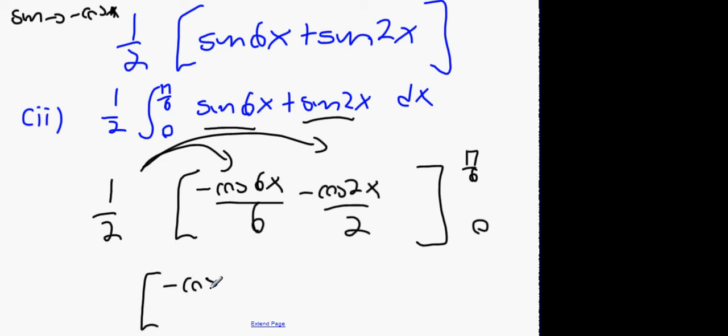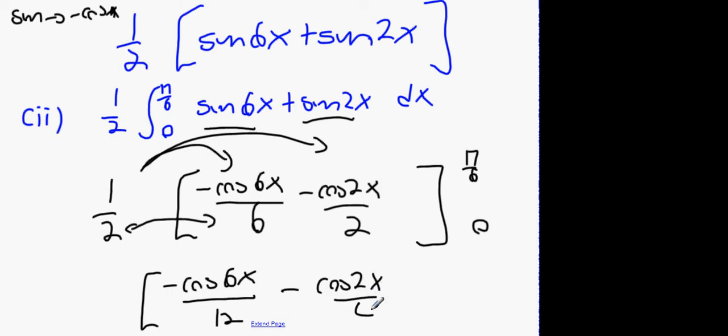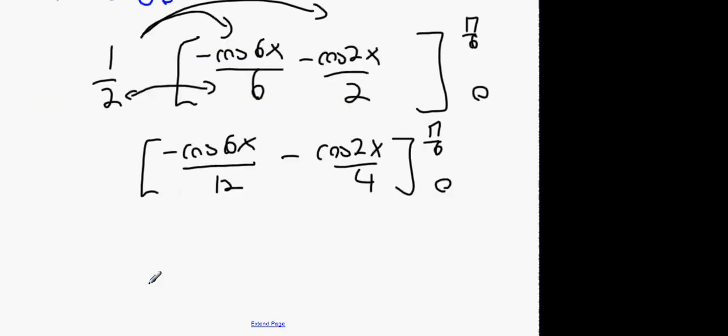We're going to get minus cos 6x all over 12, because they're both on the bottom. And the other one's going to be cos 2x all over 4. Now, what we have to put in is pi over 6 and 0. Here's the rule: to make this easy, if x equals pi over 6, what's 6x going to be equal to? Pi, because you just multiply it by 6. And what's 2x going to be equal to? It's 2 pi over 6, which is the same thing as pi over 3.